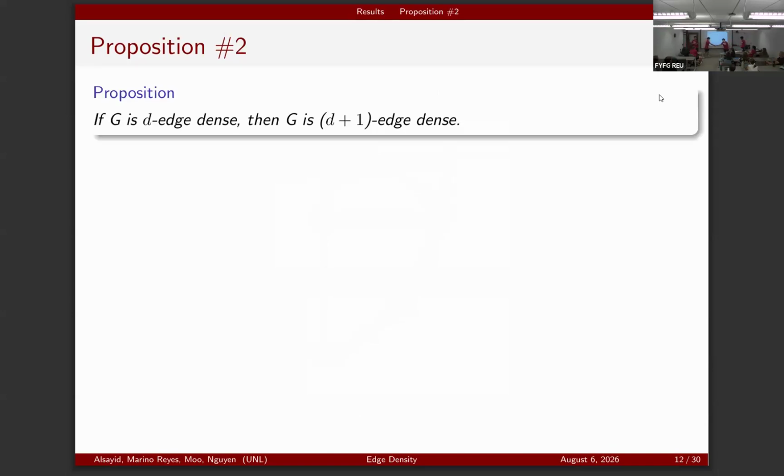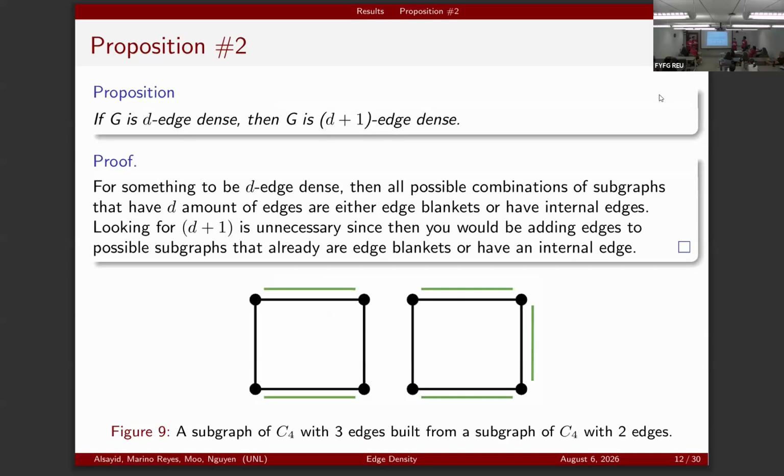Okay, for our second proposition, it states if G is D edge dense, then G must also be D plus 1 edge dense. As we stated earlier, a graph is considered D edge dense when all of its subgraphs containing D many edges are either edge blankets or have internal edges. This means that adding edges to possible subgraphs that already have internal edges or edge blankets is unnecessary, because you'd just be covering more space.